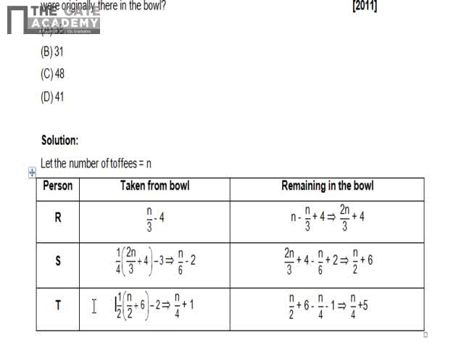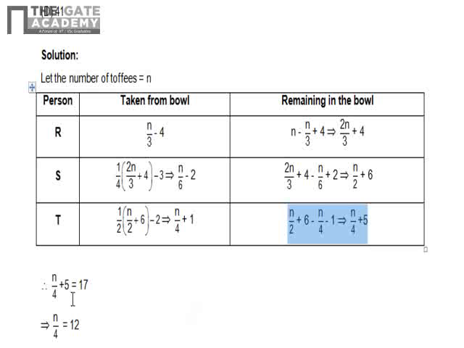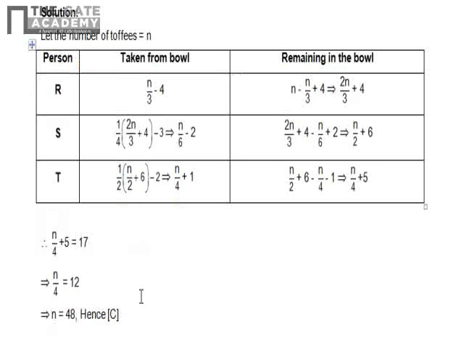Then T took half of the remaining and returned 2 chocolates. Then you get the remaining as this. Then you'll have to compare this with 17, because it is given that after all this operation there are 17 toffees in the bowl. So you'll get your answer as 48. Hence the answer is C.